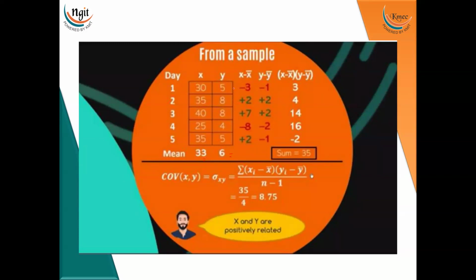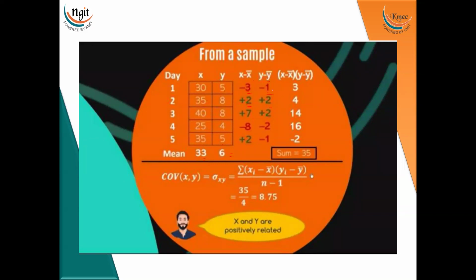Now, x minus x bar is 30 minus 33, we get minus 3. 5 minus 6 similarly we get minus 1. 35 minus 33 is plus 2. 8 minus 6 is plus 2. Likewise, you calculate each and every x minus x bar and y minus y bar, and the product of these two, x minus x bar into y minus y bar.